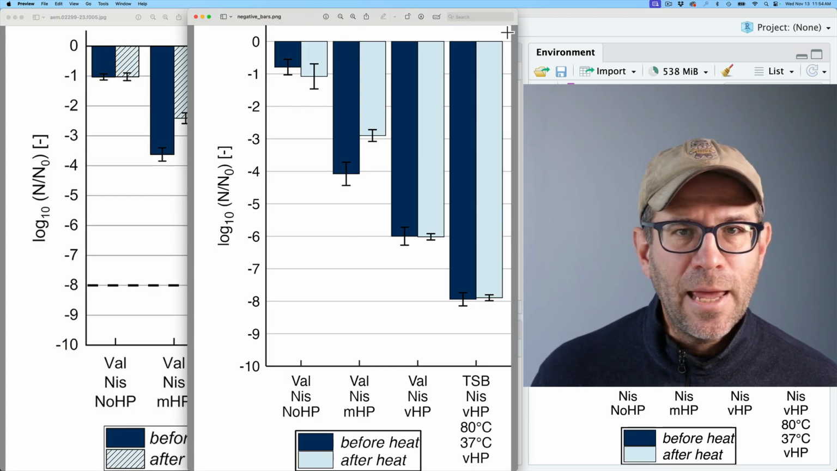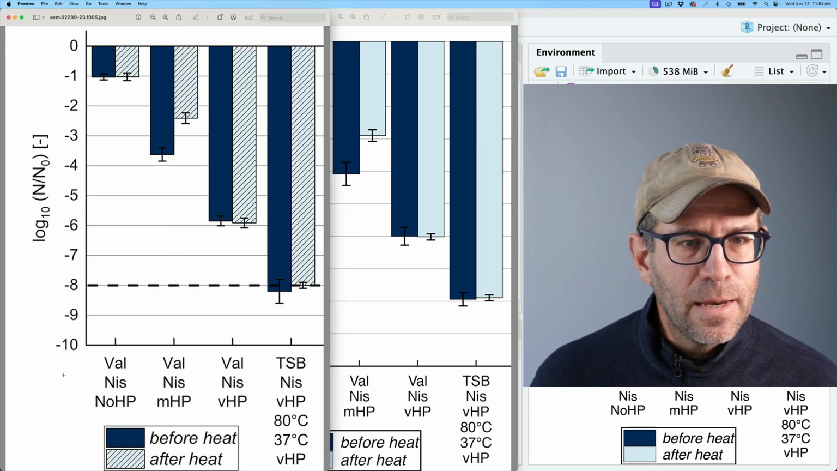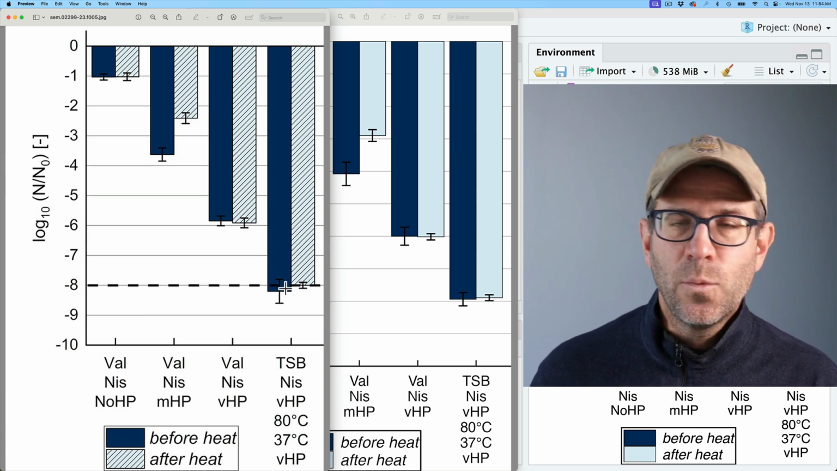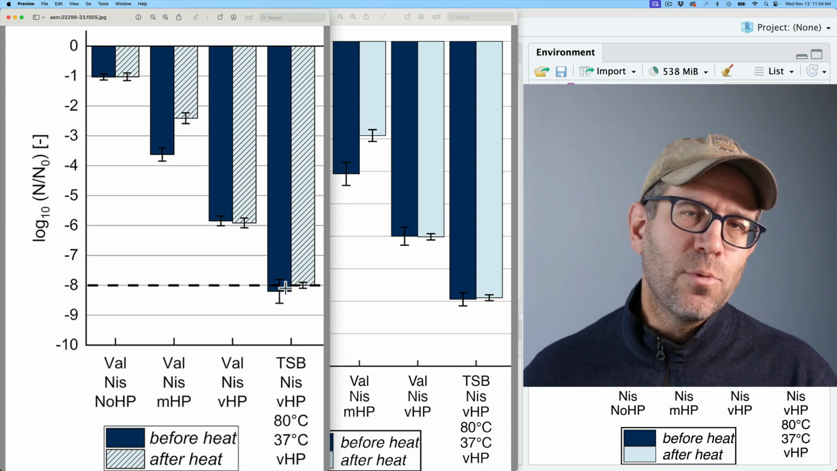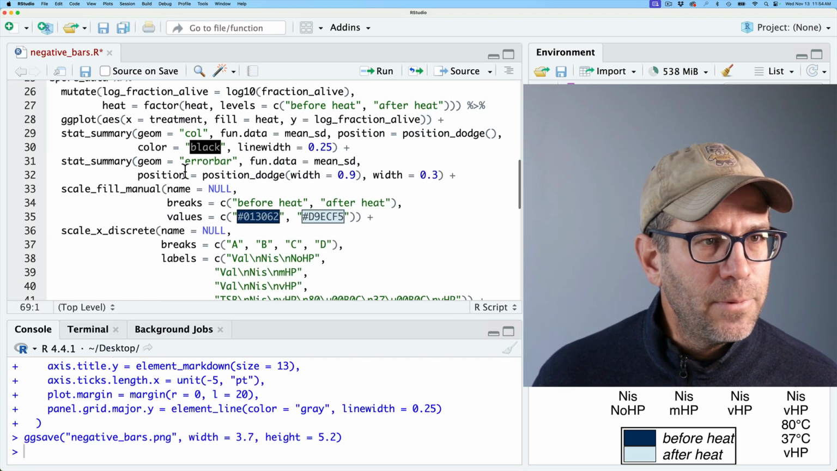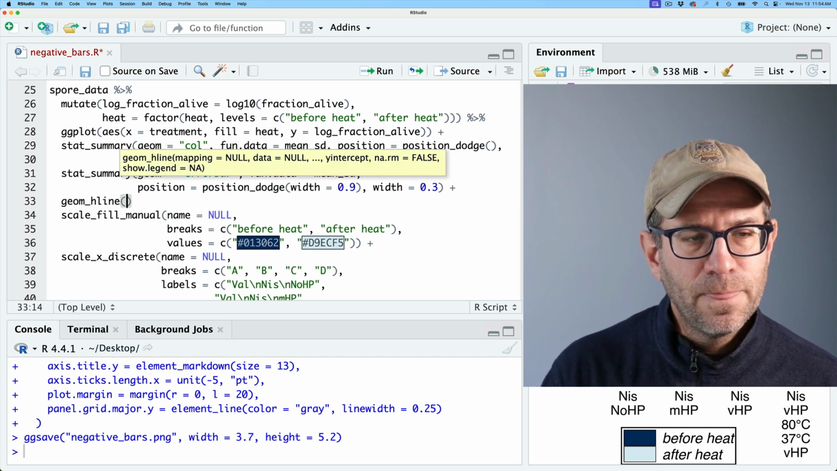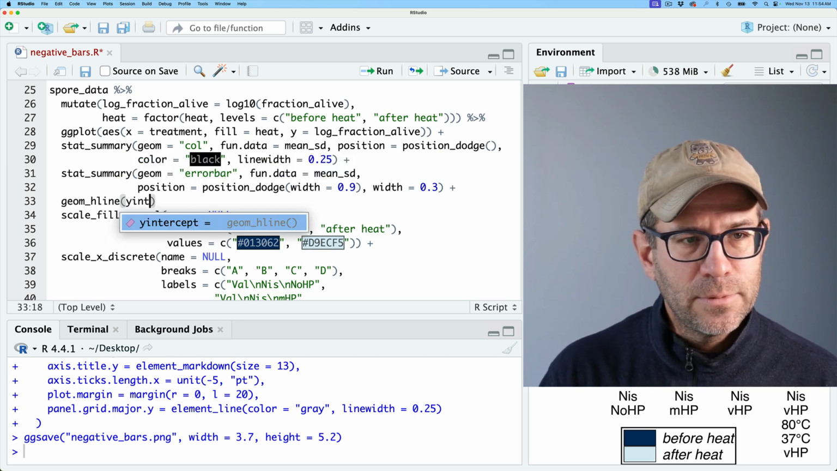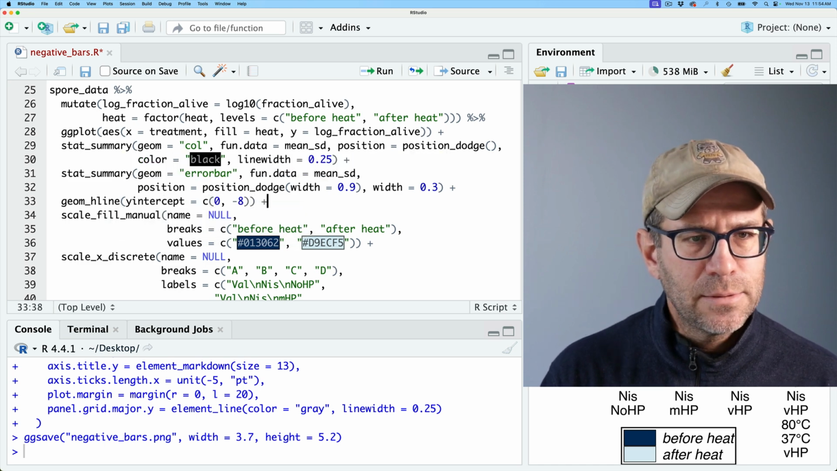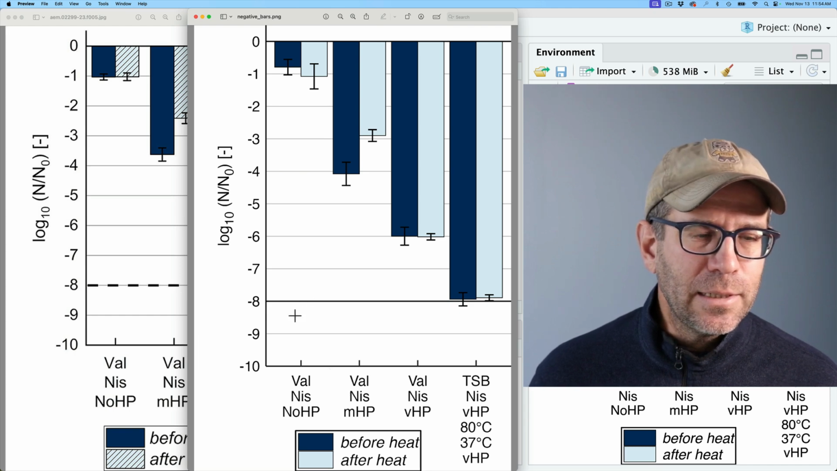Now we need to go ahead and add the horizontal lines at 0 and minus 8. And it looks like their grid line is on top of the bar. So we want our geom h line to be run after our stats summary functions. And so we'll come back up here and we'll then do geom h line and our y intercept to be 0 and minus 8. Very good. We now have our 0 line and our negative 8 line.